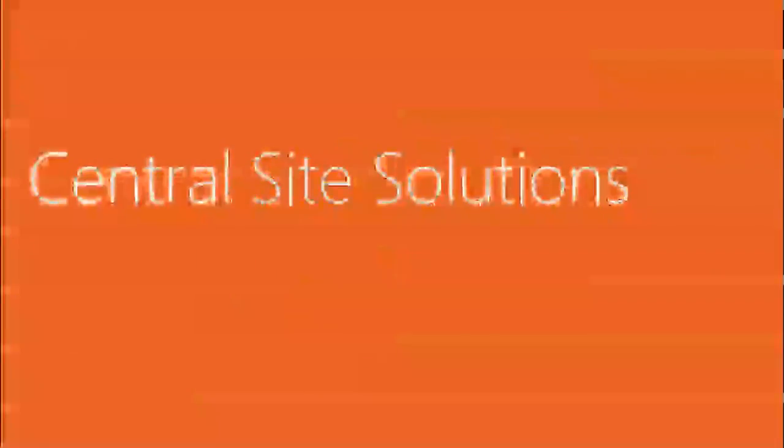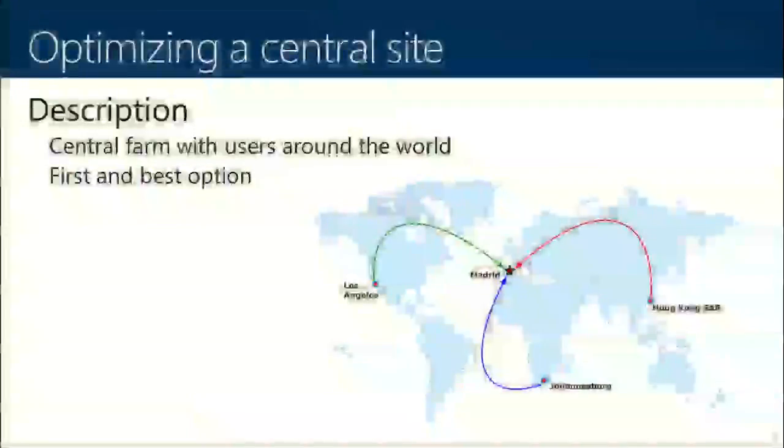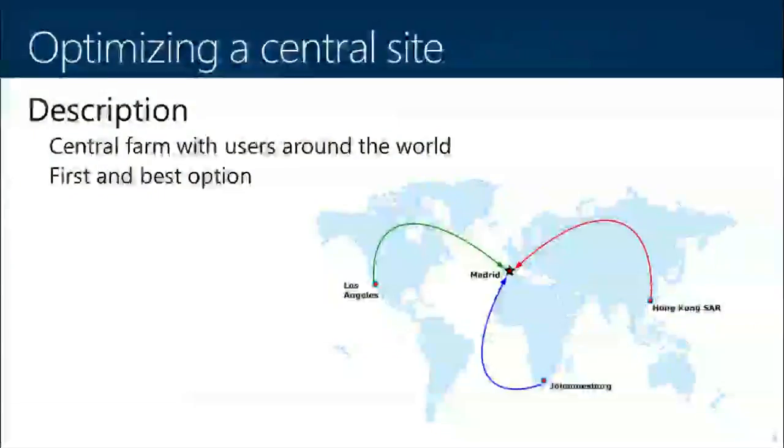So now we're going to start into our architectural guidance. And the first thing we're going to talk about is the central site. Again, what we're talking about is one environment. It could be a number of farms in one location or just one farm. But your user base across the world is connecting to that one farm.